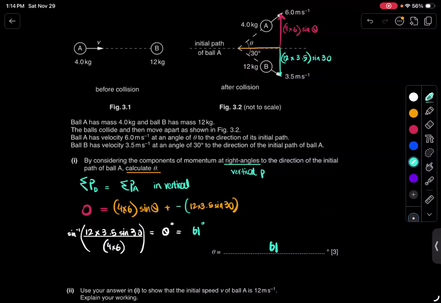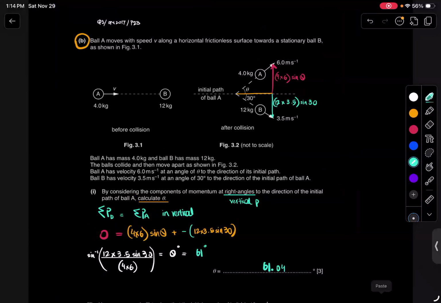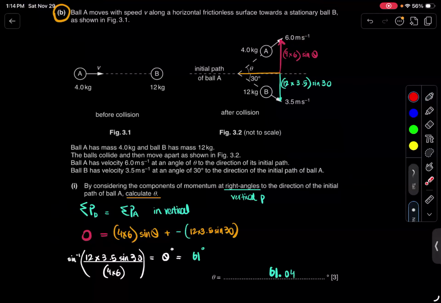So that's how you calculate it. Let me see if we did anything wrong. Yes, for angles, can't we use decimal places? You can. It's actually 61.04, so I just rounded off. You can use 61.04, that's fine as well. Okay, so that's how you calculate it.